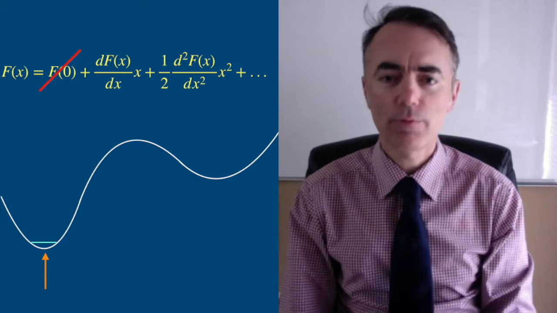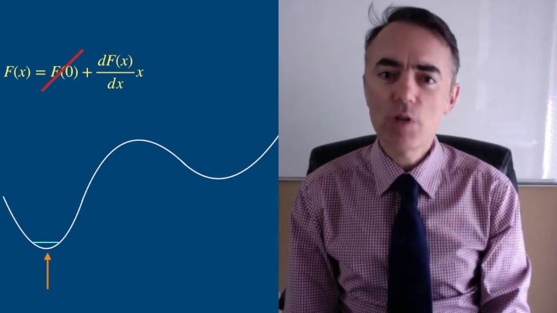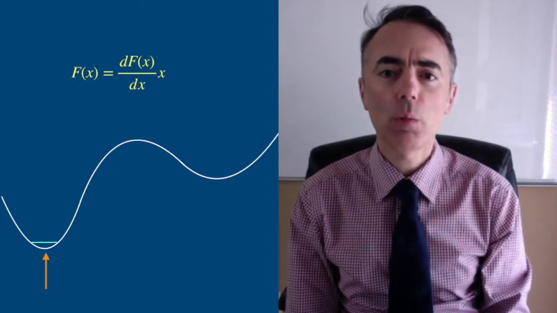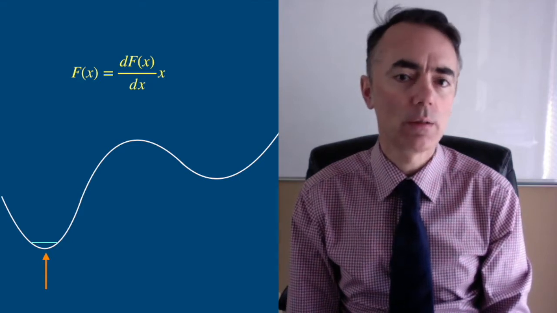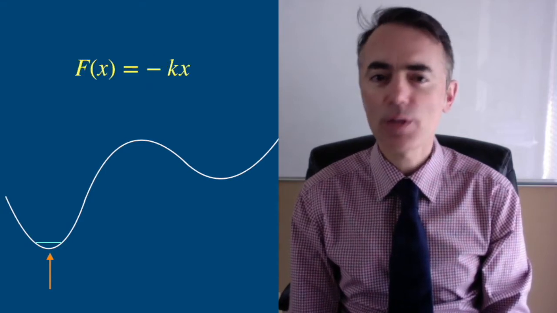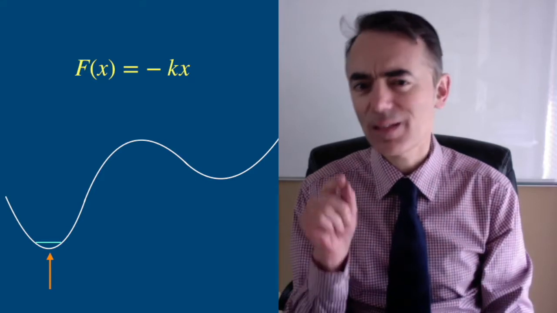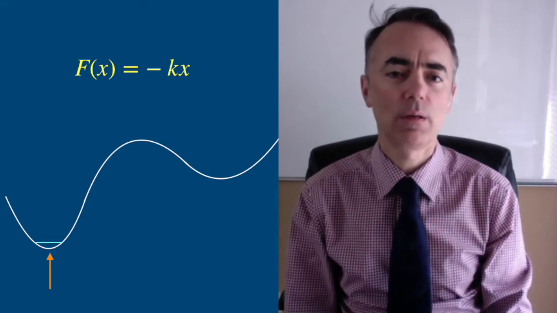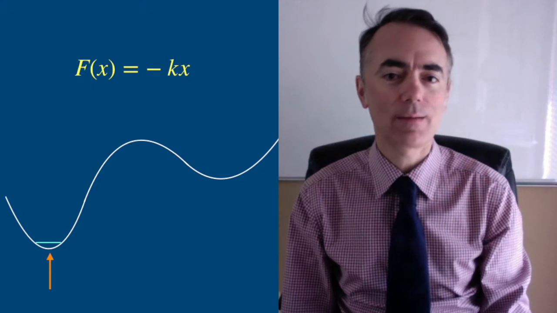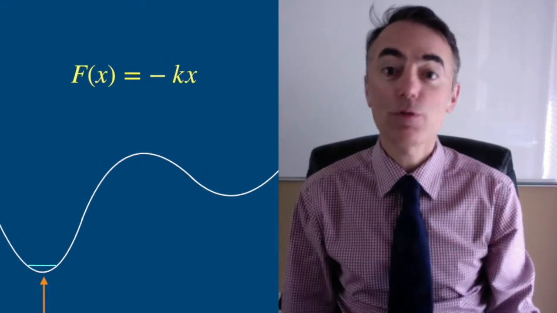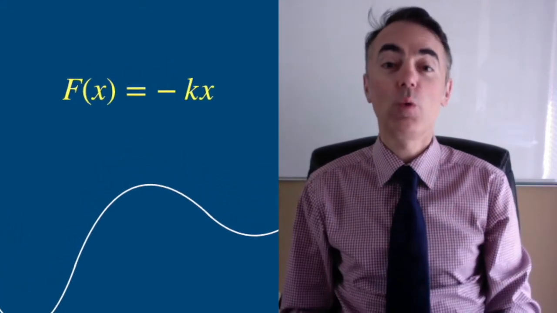If we truncate at first order, we have a recovery force that pushes the particle back to the origin, always. I define this derivative as minus k. The minus comes from seeing that the force opposes the displacement. F equals minus kx. Yeah, this is the restoring force of a spring, an old friend of yours.